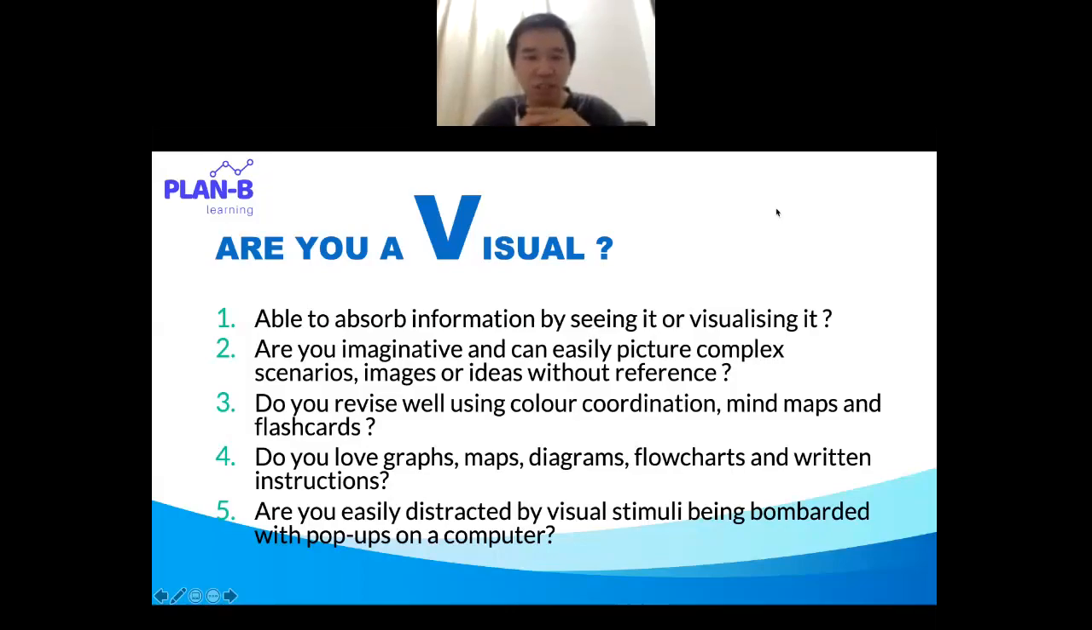Okay, good. Last question. Are you easily distracted by visual stimuli or being bombarded with a pop-up on the computer? Usually when you are on Google, online, something with a picture pops up, you will usually be distracted. Are you really like that? If yes, type 5. Oh, a lot of you.